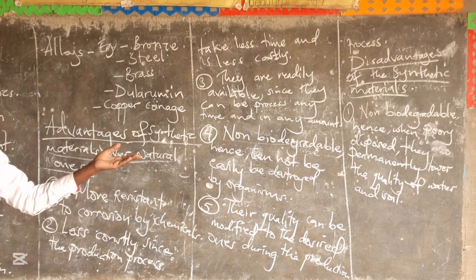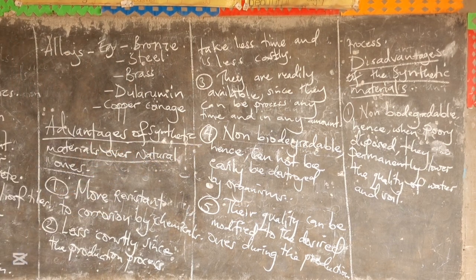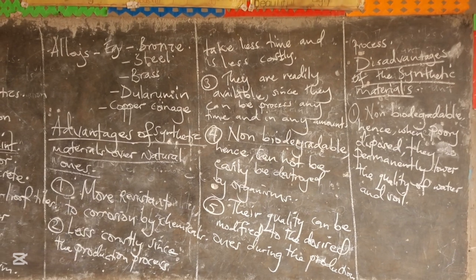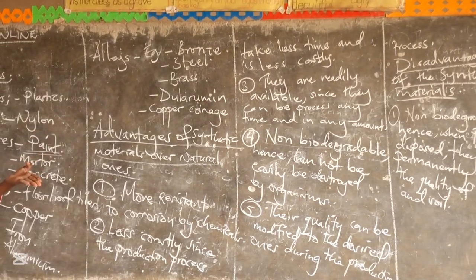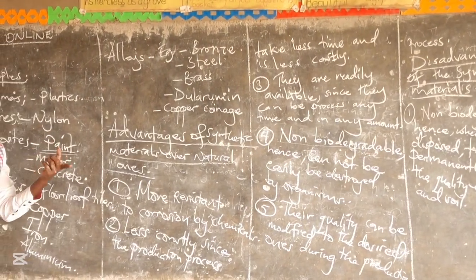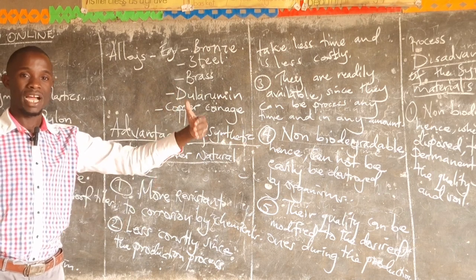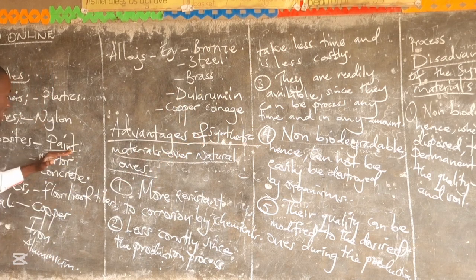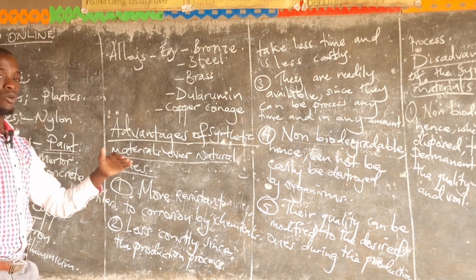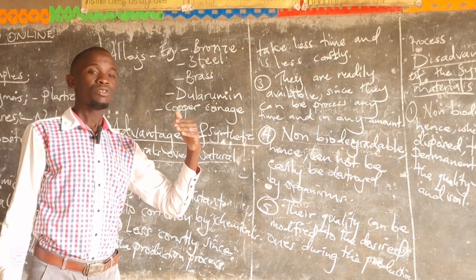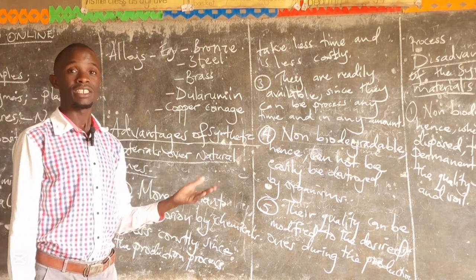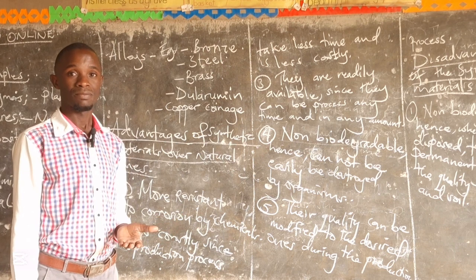Most of the synthetic ones, let's take some examples like paint. Paint is made out of chemicals. When these are dissolved in the water, they will always change the pH of the soil and the water. The change of the pH of the soil and the water will lead to death of most of these organisms that survive in the water and the soil.